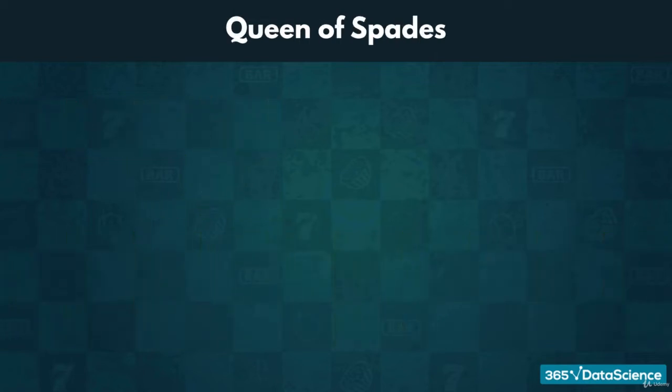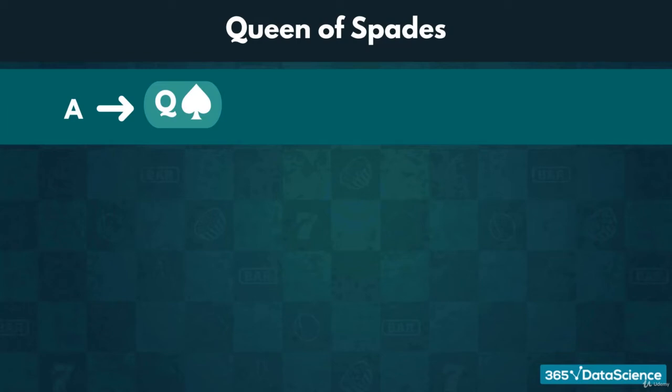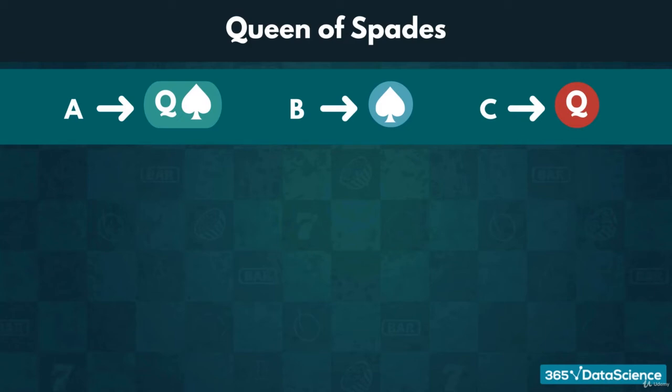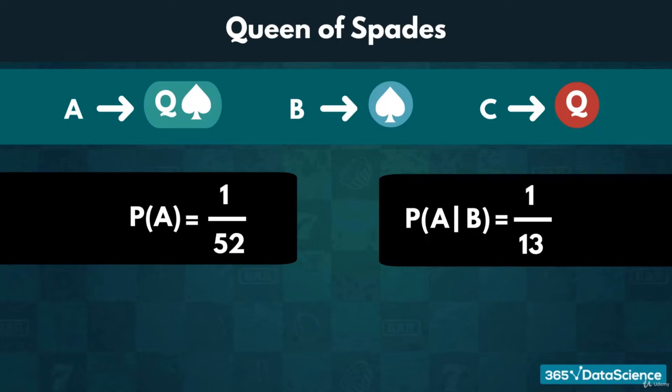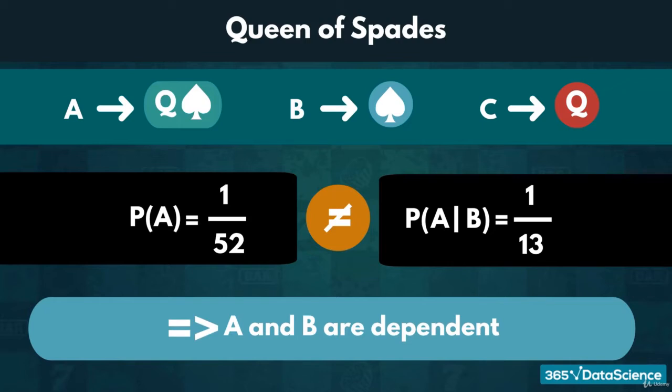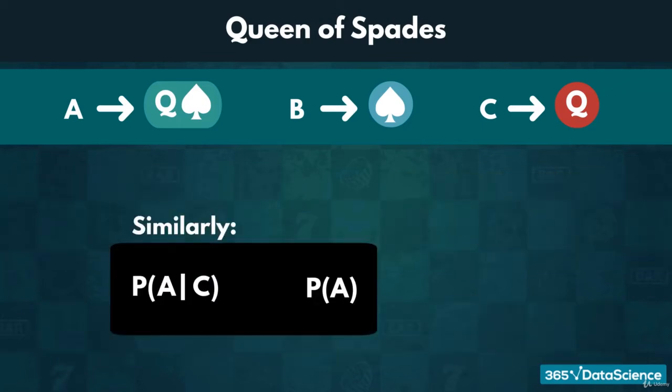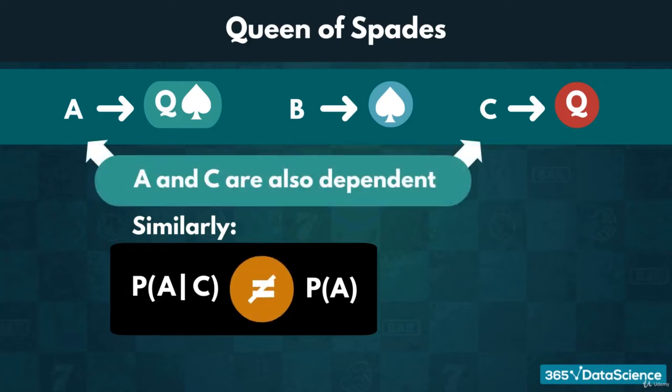Now, let us examine the Queen of Spades example from last lecture, where A represented drawing the exact card, B represented drawing the correct suit, and C represented getting a queen. Normally, the probability of drawing the Queen of Spades is equal to 1/52. However, it increases if we know it's a spade. Since P(A given B) is 1/13, and P(A) is 1/52, we can say the two events are dependent. Similarly, because the probability of drawing our desired card alters if we know it is a queen, we can say A and C are also dependent.